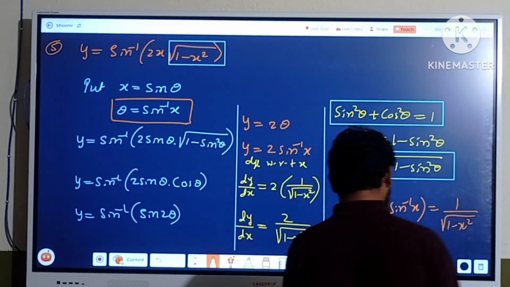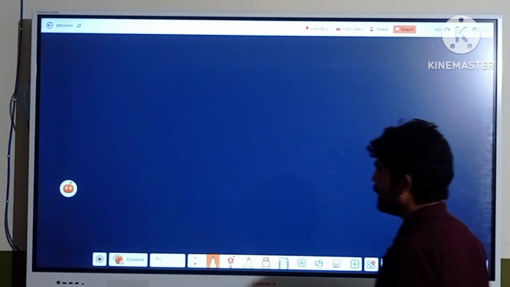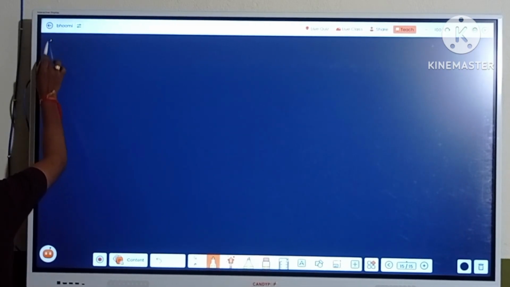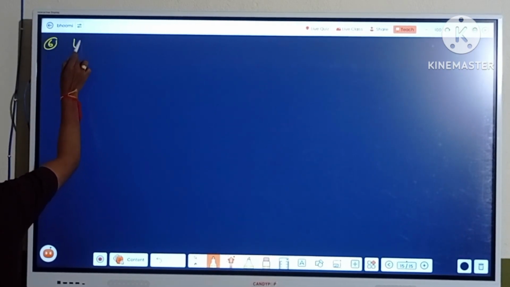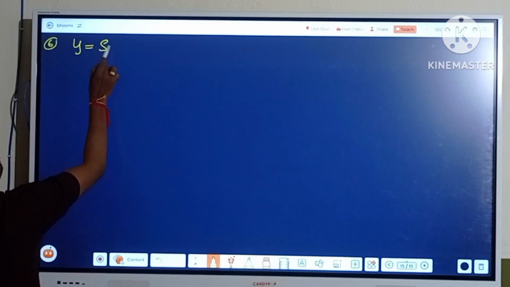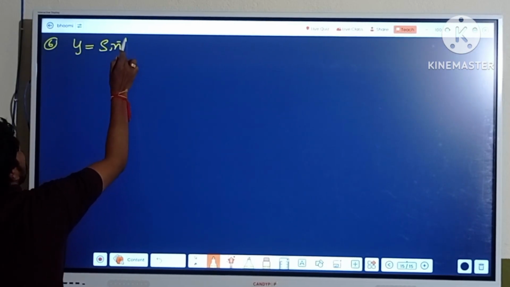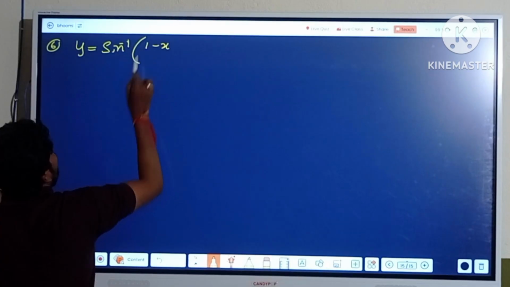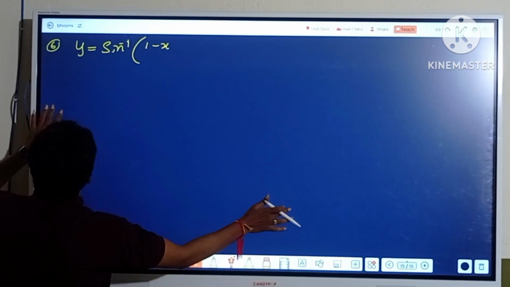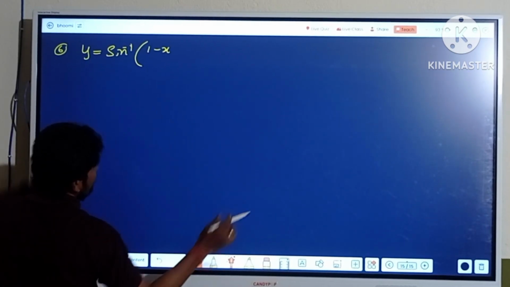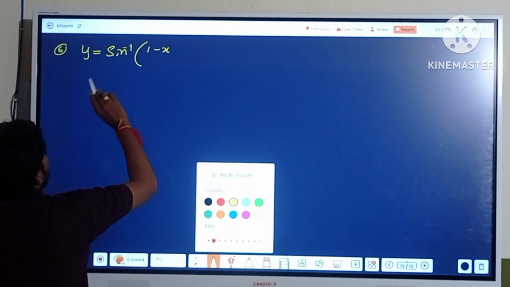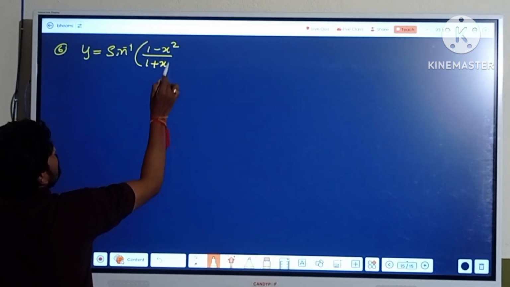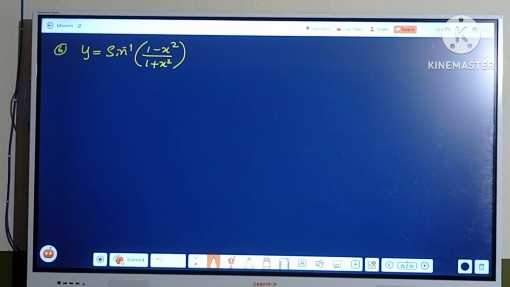Now the next question is: find dy by dx for the function y is equal to sin inverse of 1 minus x square divided by 1 plus x square.